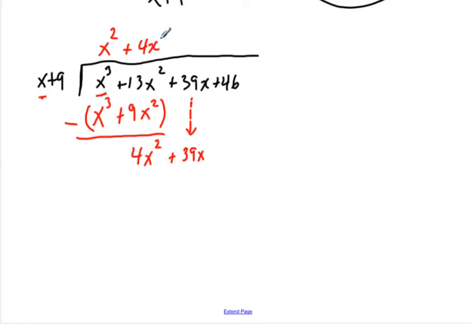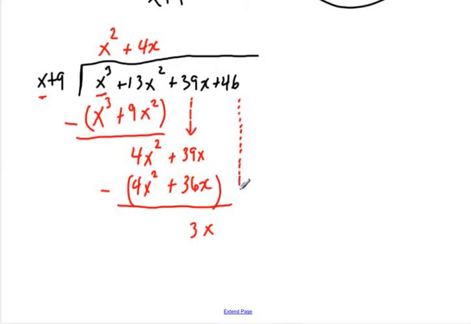So now we go through again. 4x times x is 4x squared, and those two will subtract out in a minute. And then 4x times 9 is plus 36x. Subtract. Notice these are 0. These are like terms, so 39 subtract positive 36 is 3x. That's my remainder there. Going to bring down the last one, that's a plus 46.